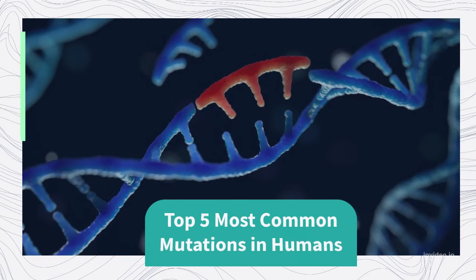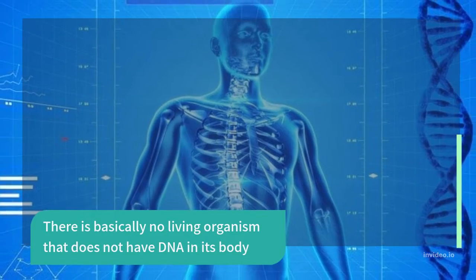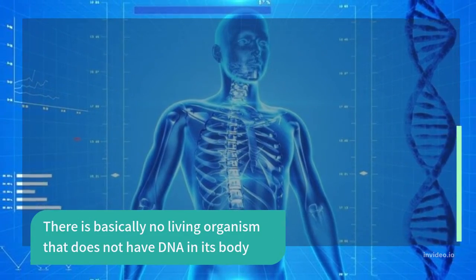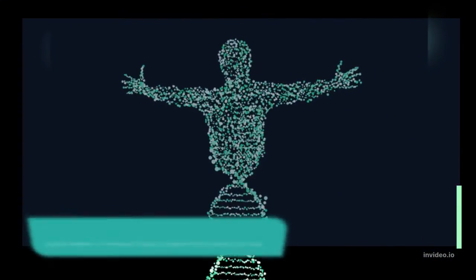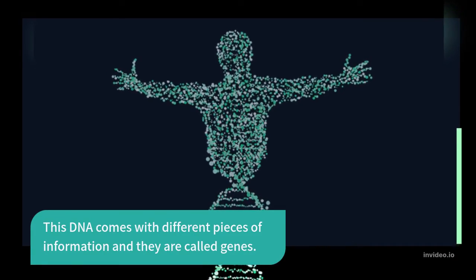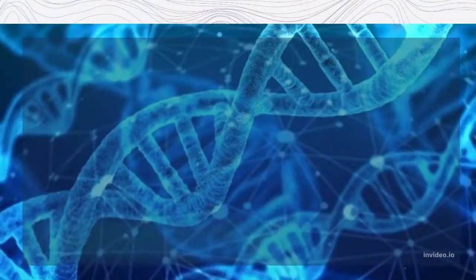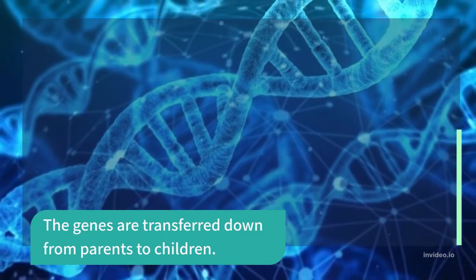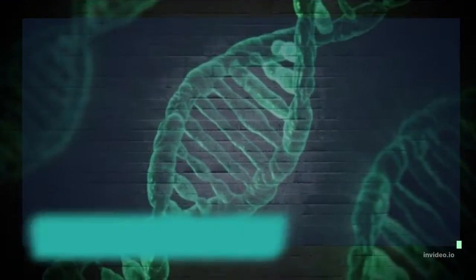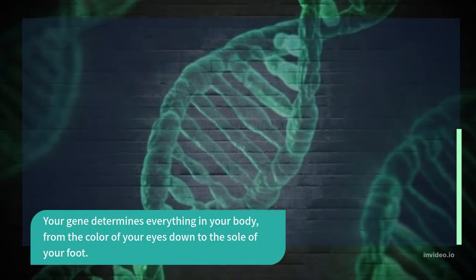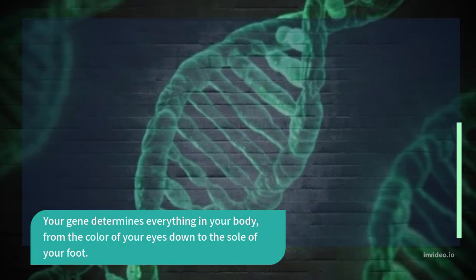Top 5 Most Common Mutations in Humans. There is basically no living organism that does not have DNA in its body. This DNA comes with different pieces of information and they are called genes. The genes are transferred down from parents to children. Your gene determines everything in your body, from the color of your eyes down to the sole of your foot.